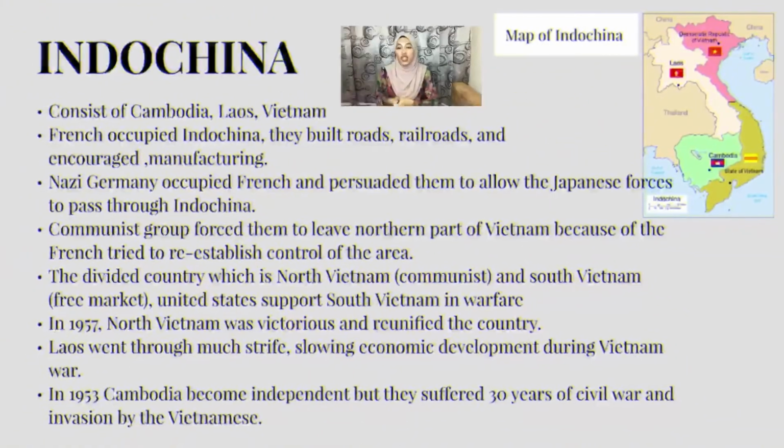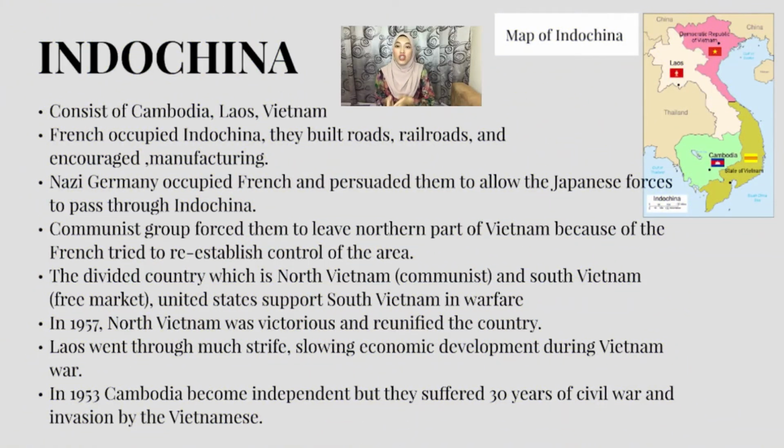The French colonized Indochina, which consists of Cambodia, Laos and Vietnam, during 1800 and the early 1900s. The French built roads, railroads, and encouraged manufacturing. During World War II, Nazi Germany colonized France and persuaded them to allow the Japanese forces to pass through Indochina.